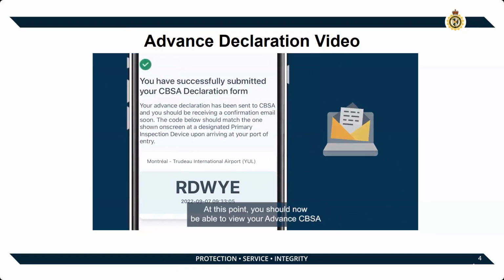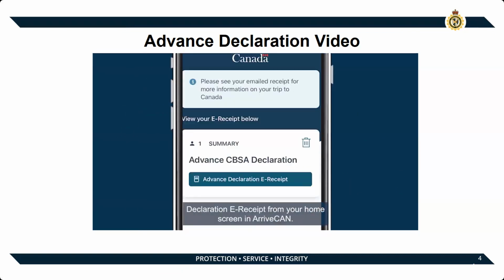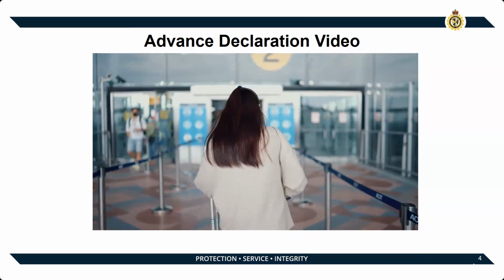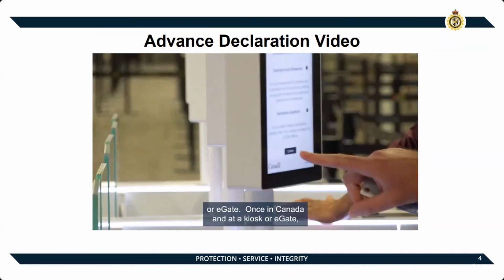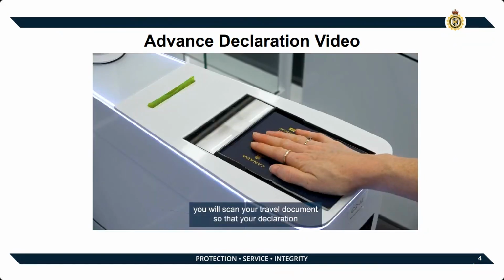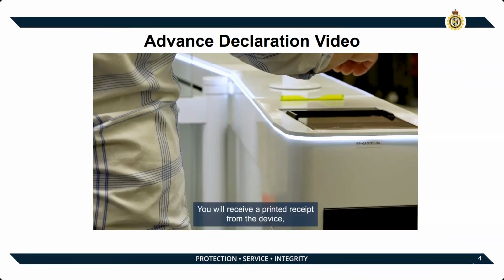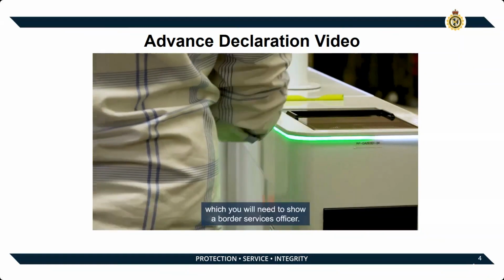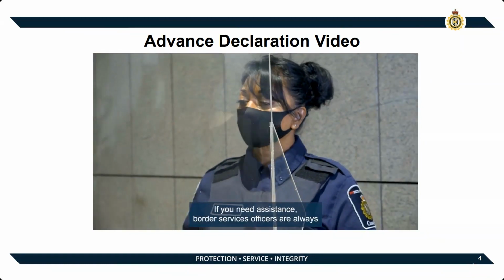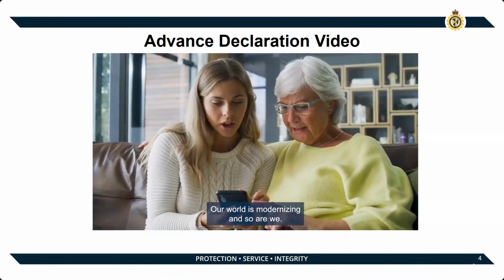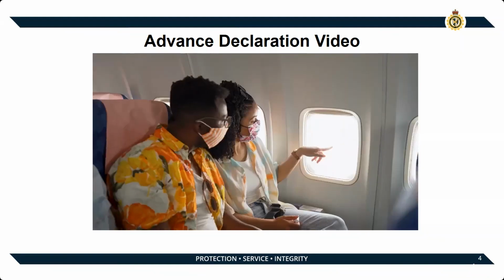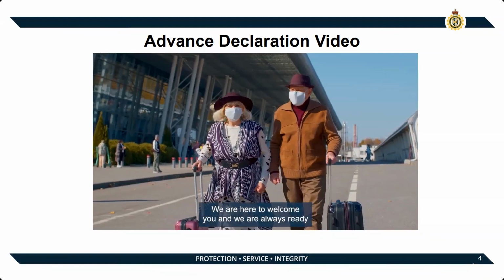At this point, you should now be able to view your advanced CBSA declaration e-receipt from your home screen in ArriveCan. Should something change with your information, you can always update things when you get to the airport kiosk or e-gate. Once in Canada and at a kiosk or e-gate, you will scan your travel document so that your declaration can be retrieved before finalizing the process. You will receive a printed receipt from the device, which you will need to show a Border Services officer. If you need assistance, Border Services officers are always available on your arrival. Our world is modernizing, and so are we. We are here to welcome you, and we're always ready to help.